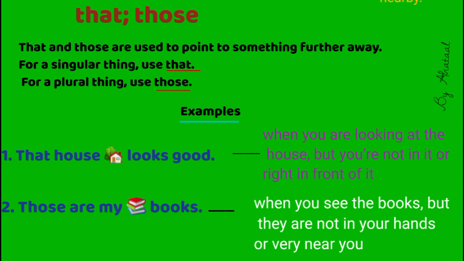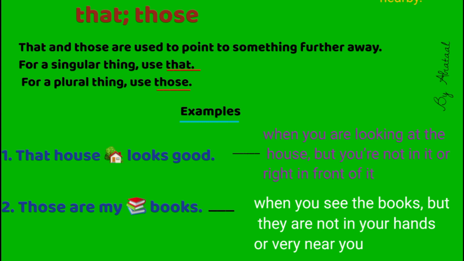For example, you can say, that house looks good. But you only say this when you are looking at the house, but you are not in it or right in front of it. So this house should be a distance from you.